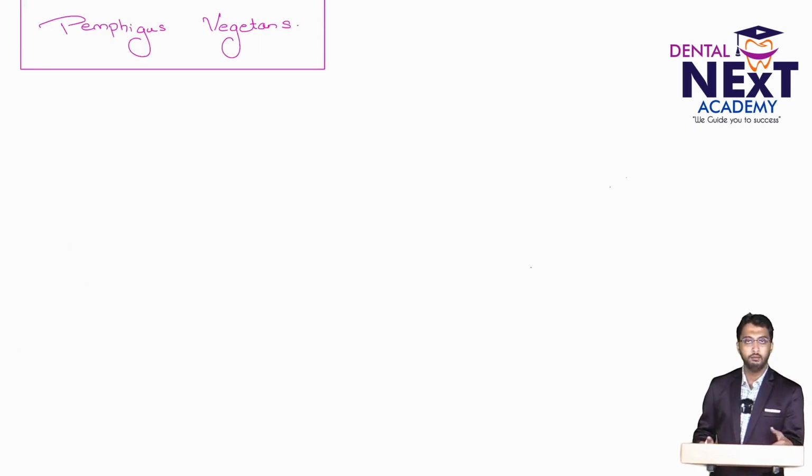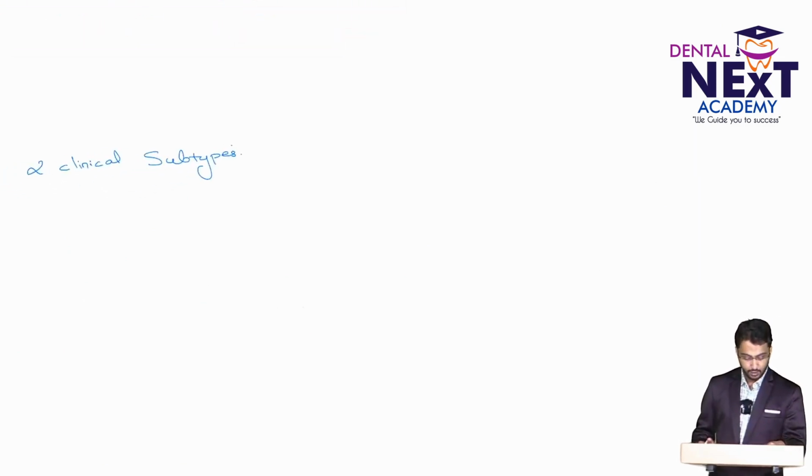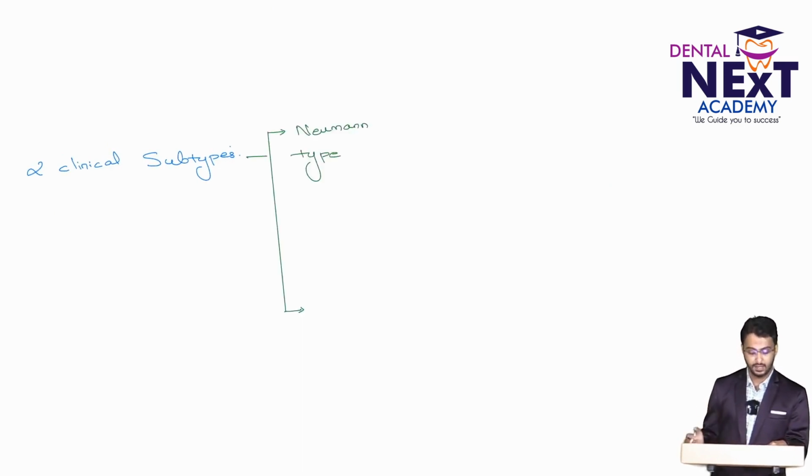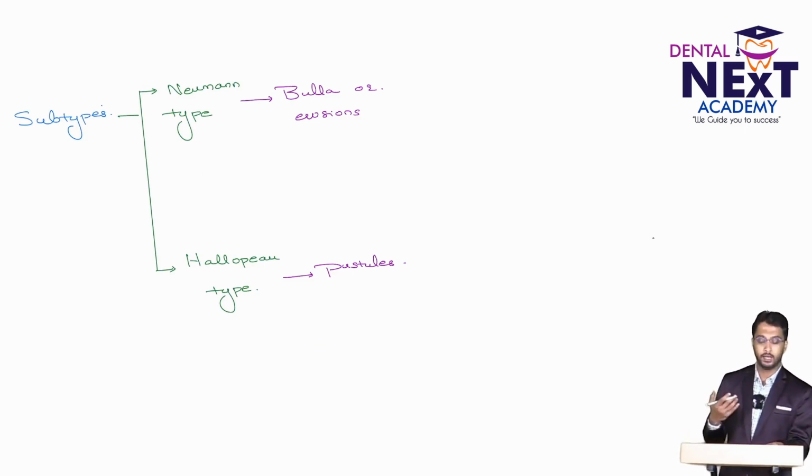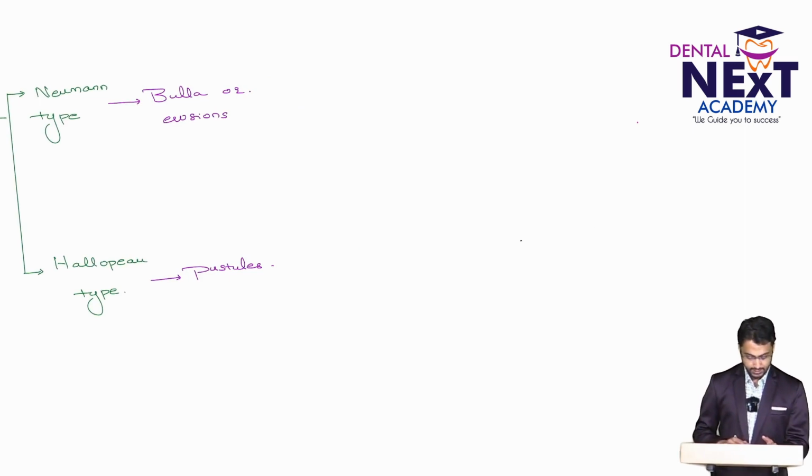The next type, which I told you is important as it has oral manifestations, is pemphigus vegetans. There are two clinical subtypes again, which you have to know: Newman type and Hallopeau type. The clinical presentation is different. In Newman type, you will see the typical bullae or erosions, whereas in Hallopeau type, you see the pustules. I'll tell you what bullae are, what pustules are, what plaques are. I'll show you with images.